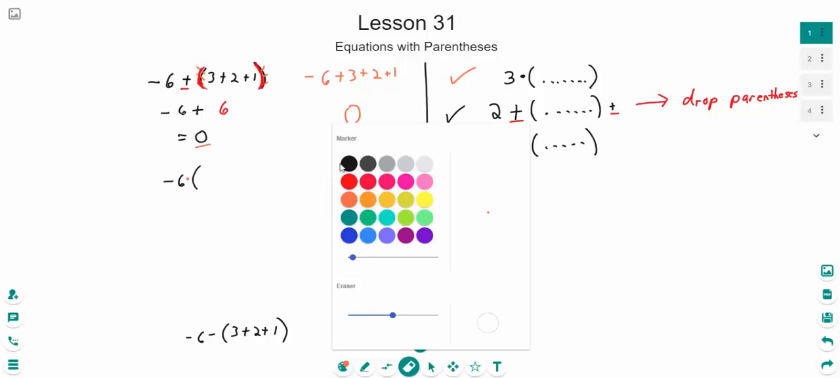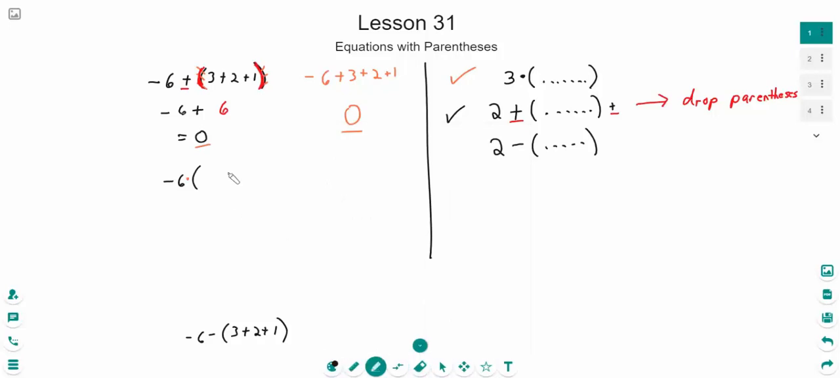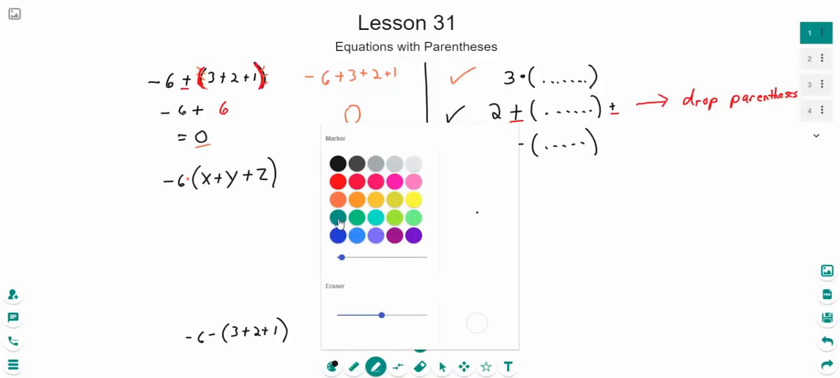Let's make this negative 6 times an x plus y plus z. Okay, now I think it's pretty obvious that we can't do the parentheses first. They're variables and we don't know what they represent. So therefore, we can't do the parentheses first. So how do we get rid of the parentheses? And we can get rid of them if we first use our distributive property rule.